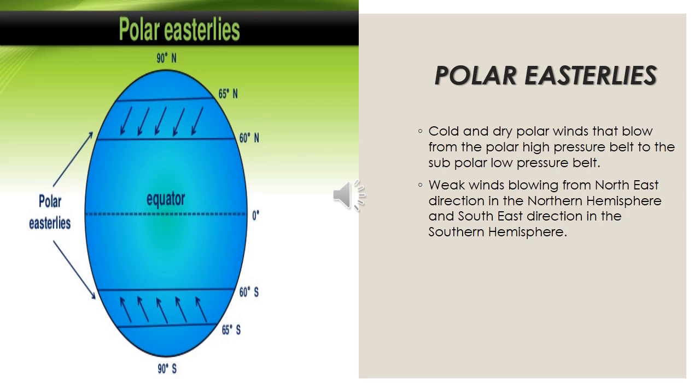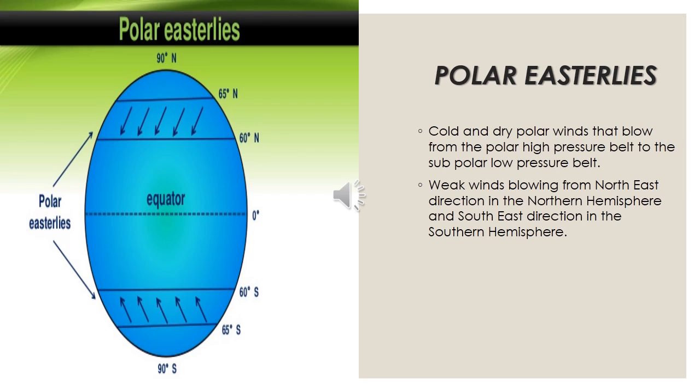In the subpolar region, compared to the polar region, the temperature is somewhat higher. But when you compare with the tropical region, the subpolar temperature is still very low. Compared with the polar region, the polar temperature is lower, so high pressure is seen, but in the subpolar region the temperature is somewhat more, so it is a low pressure belt. These are weak winds blowing from the northeast direction in the northern hemisphere and southeast direction in the southern hemisphere.